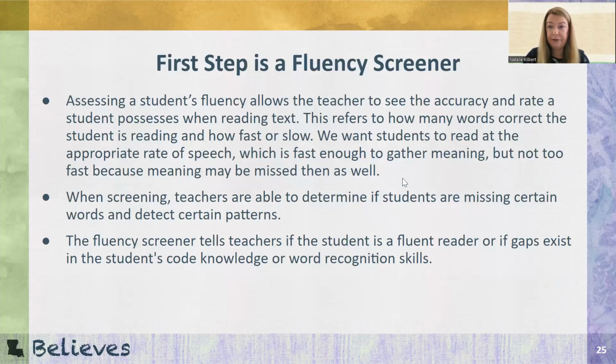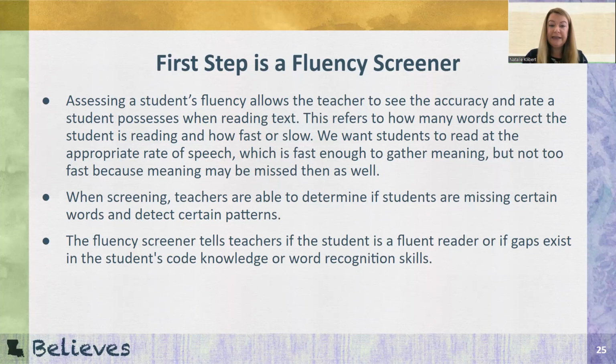The first step in helping with fluency is a fluency screener. If you've never given a fluency screener, assessing a student's fluency allows you as the teacher to see the accuracy and the rate a student possesses when they're reading text. It refers to how many words correct the student is reading and how fast or slow. We want students to read at the appropriate rate of speech, which is fast enough to gather meaning, but not too fast because meaning may be missed then as well. If students are power reading through something, they're probably missing some meaning there as well.